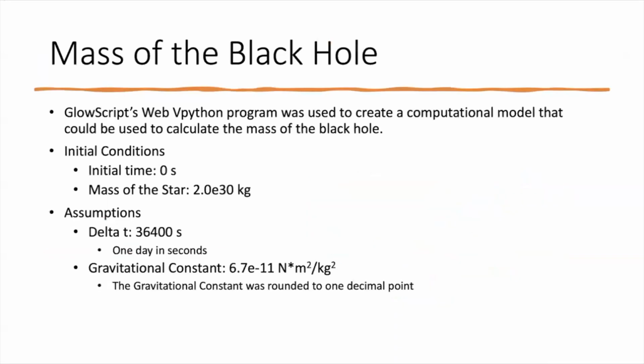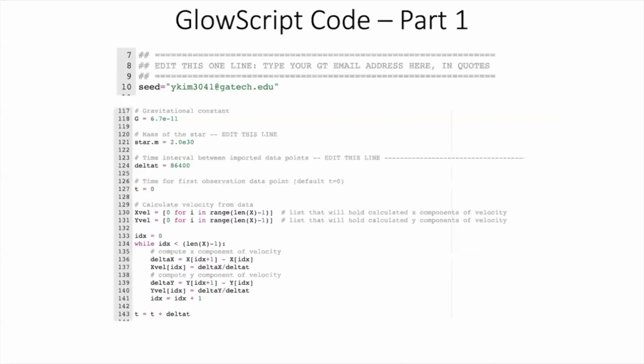Now to part 1. GlowScript's WebVPython program was used to create a computational model that could be used to calculate the mass of the black hole. Initial conditions were initial time 0 seconds and mass of the star 2.0e30 kilograms. Assumptions were delta t 86,400 seconds, which is 1 day in seconds, and gravitational constant 6.7e-11, which is a gravitational constant rounded to 1 decimal point.